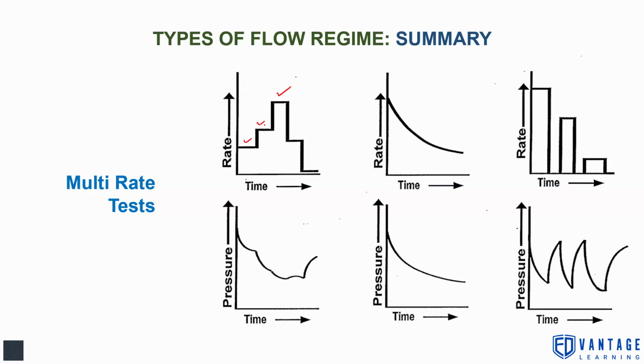So can anyone tell me how I can increase my well rate at surface? Anyone? What is the mechanism through which I can increase my well rate? Correct, yes, through choke size. So we do multi-choke tests, or it is called a multi-beam test.